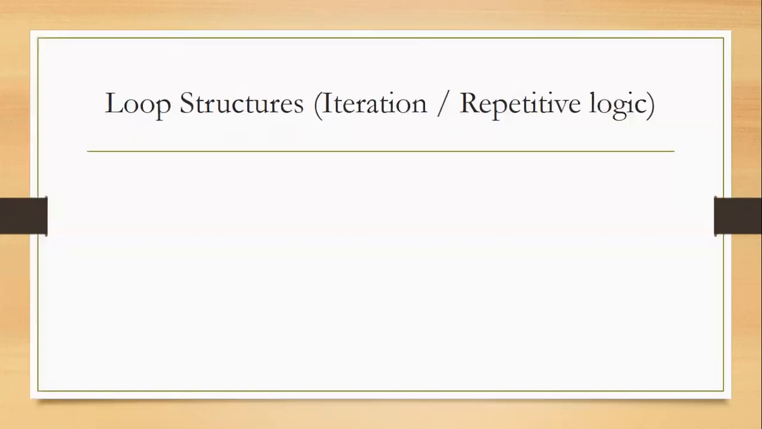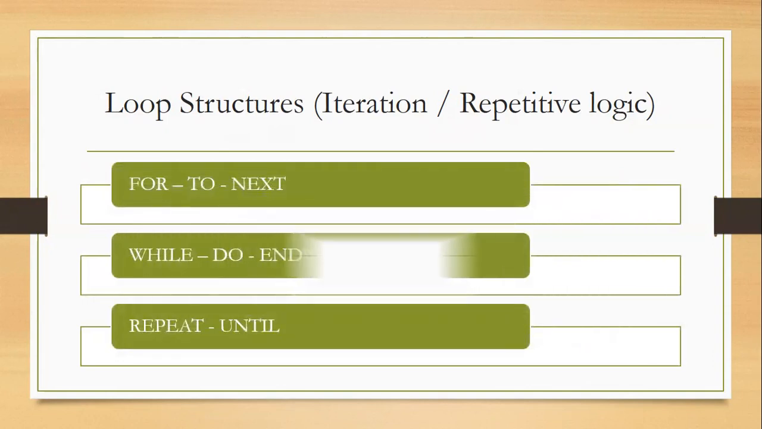Now we use some terms for loop, which are the alternate words: iteration or repetitive logic. You must be familiar with the logics: we have sequence logic and selection logic. And now we are going to talk about the repetitive logic, or iteration. These are the three structures that you have to study.